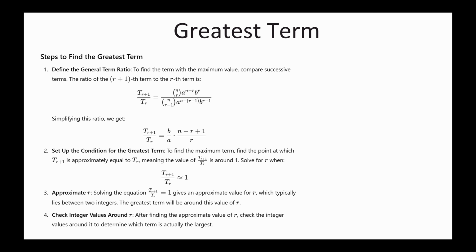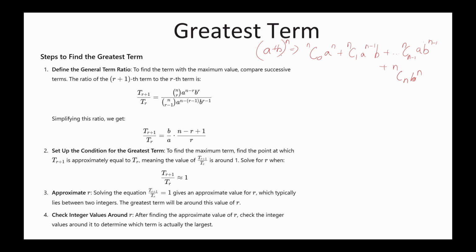Now let's talk about finding out the greatest term in our entire binomial expansion. Now let's say if you have a plus b to the power n, of course you are going to open it up as nc0 a to the power n plus nc1 a to the power n minus 1 b plus, and this goes up till ncn minus 1 a to the power 1 b to the power n minus 1 plus ncn b to the power n. This is how you are going to open it up.